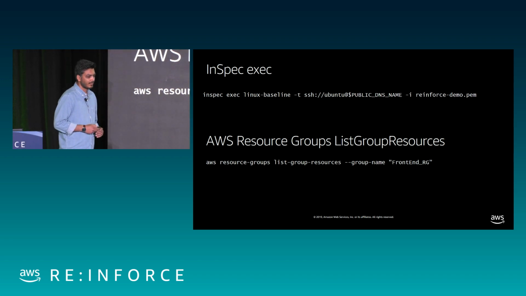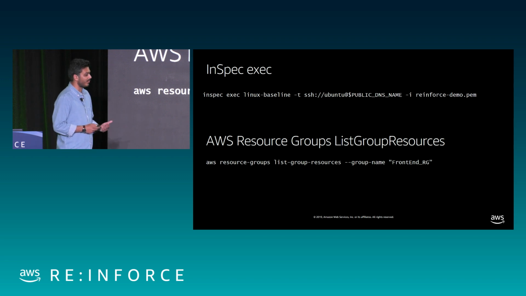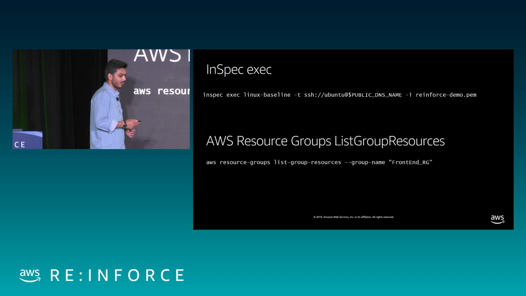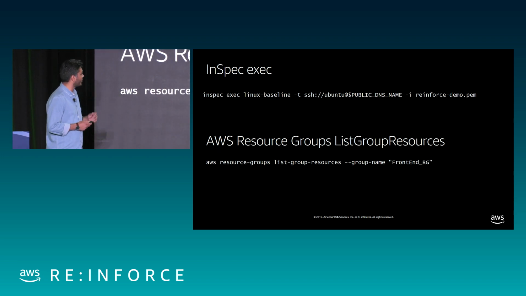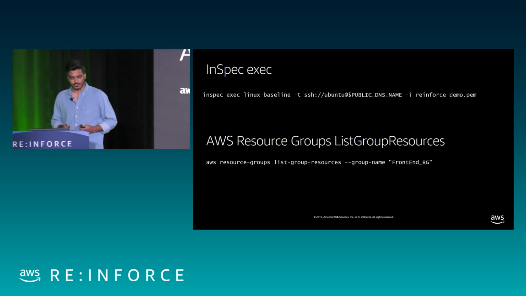This is inspec exec, which runs all test files at a specified location. In this case, Linux baseline happens to be my profile that will contain a bunch of controls and tests, and I'm going to run it against a set of Ubuntu instances. So inspec exec simply loads the given profile, fetches its dependencies if required, and then connects to the target instances and executes any control contained in the profile. The second thing that I'm going to do is use resource groups to list group resources. The idea being that you have to treat your infrastructure like cattle and not pets, and you use a grouping service to fetch all the instances that you would want to remediate on or detect compliance on. Now let me switch to the terminal.